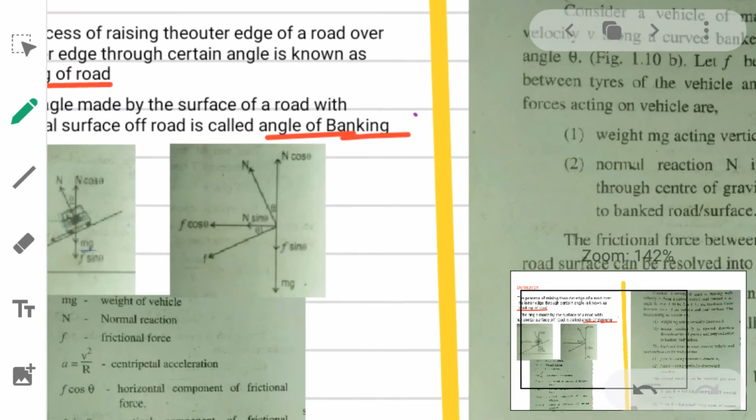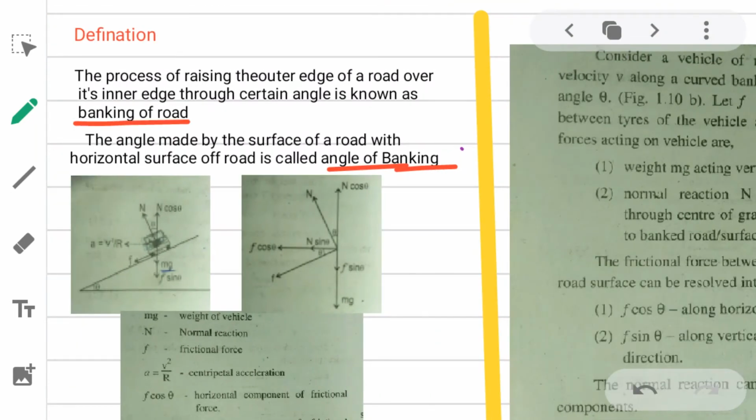Now see here, definition: the process of raising the outer edge of the road over the inner edge. This is the first question that can be asked in your examination, so we go slow here. The process of raising the outer edge of the road over the inner edge through a certain angle is called the banking of road.